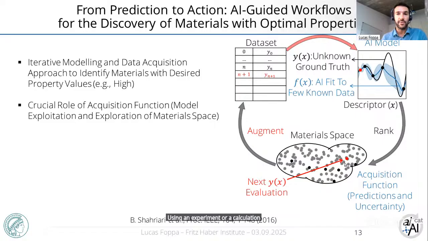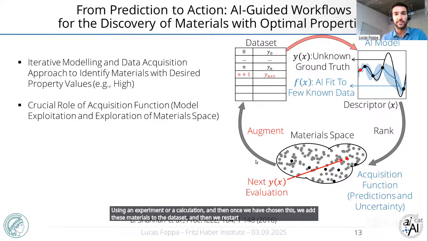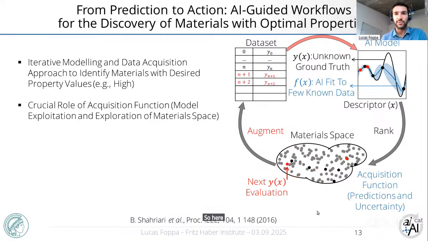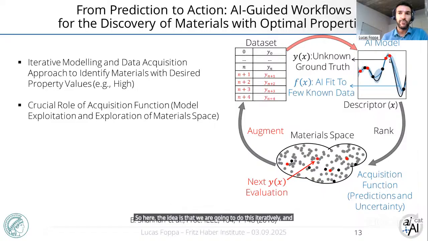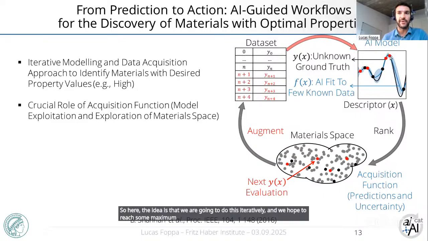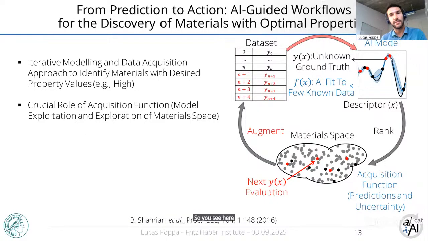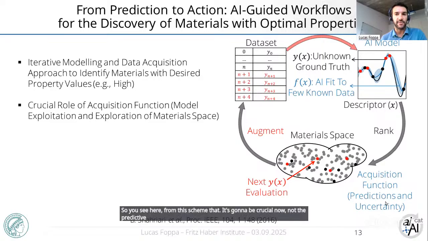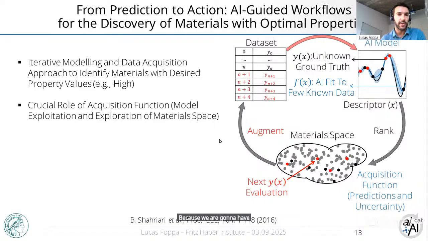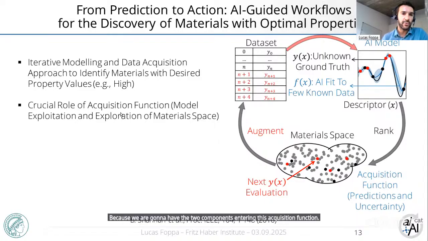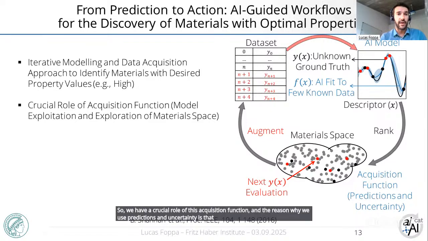Once we have chosen these, we add these materials to the data set, and then we restart this process, adding more and more data. The idea is that we do this iteratively, and we hope to reach some maximum or to identify very fast materials with desired properties, for instance, high values. You see from this scheme that it's now crucial not only to have the predictive capacity of the model, but also the uncertainty estimate, because we have the two components entering this acquisition function. So the acquisition function has a crucial role. The reason why we use predictions and uncertainty is that we want to actually exploit the model.